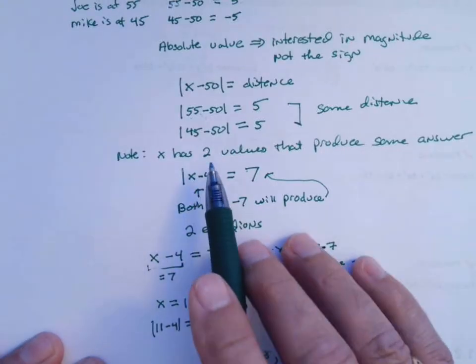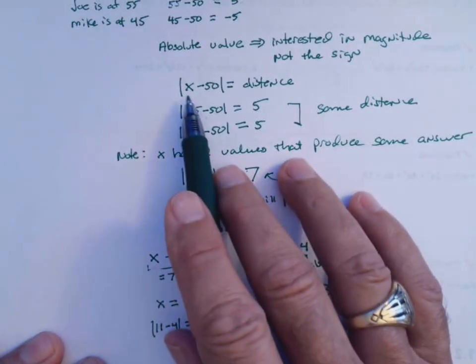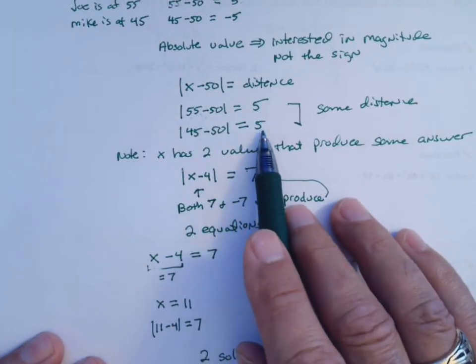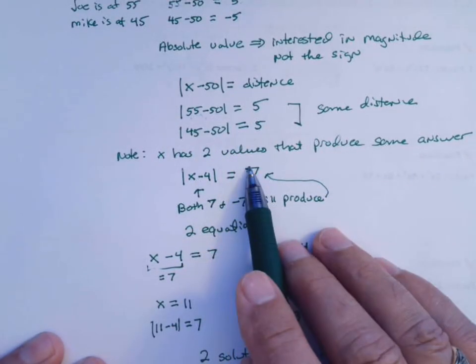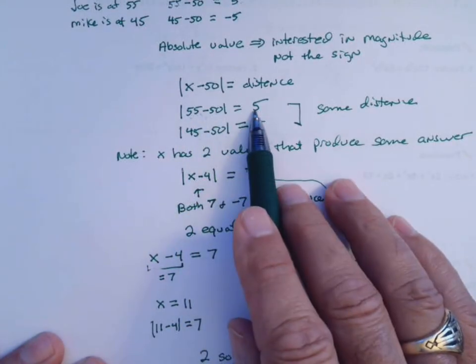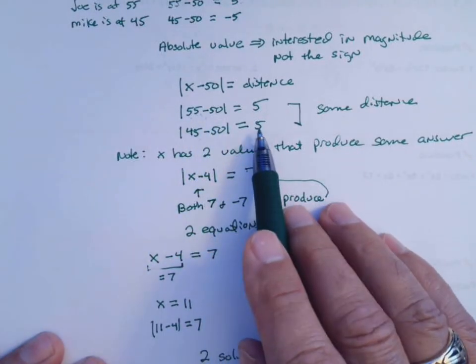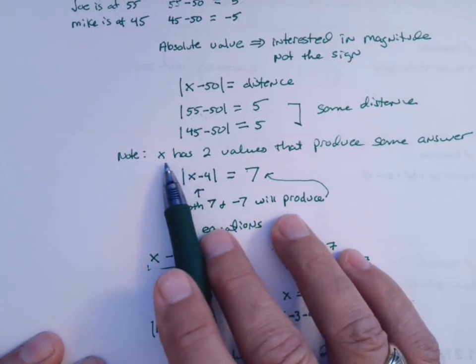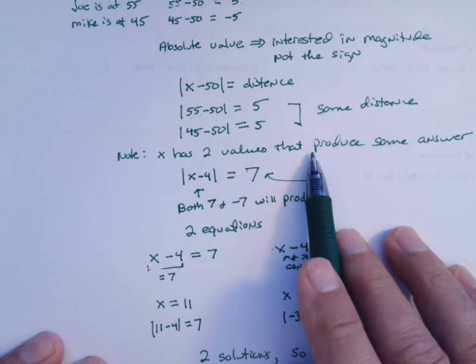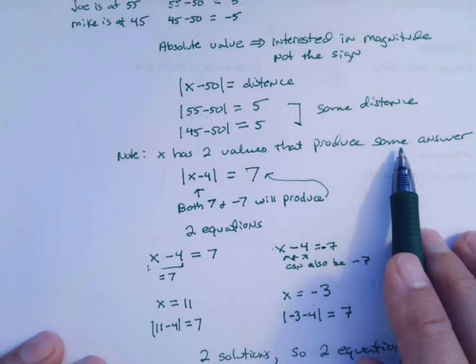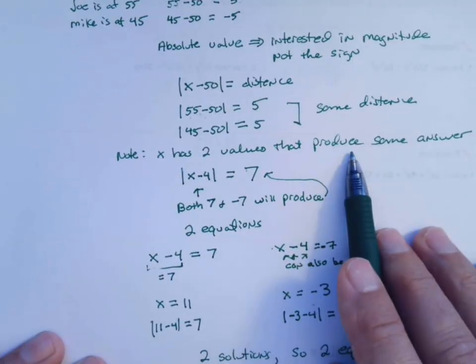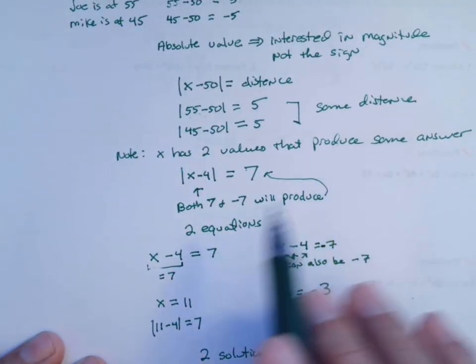Okay. Now notice that for the x up here, there are two answers that produce the correct result. Let's say we wanted it to equal 5. 55 would produce a 5 in this problem. 45 would produce a 5. So the key here with absolute values is that x will have two values that produce the same answer. So to get two answers, you have to have two equations. And this is the part you have to remember.